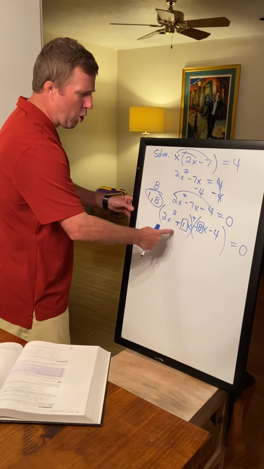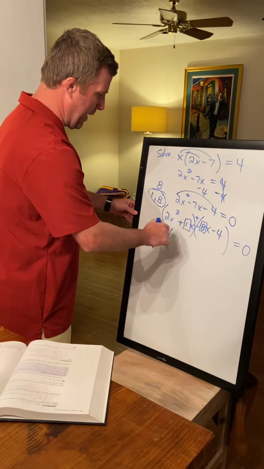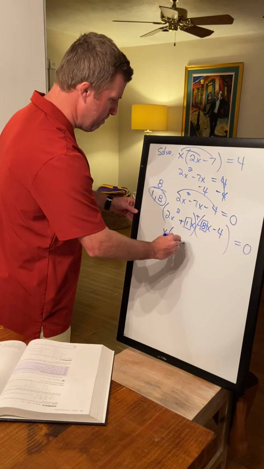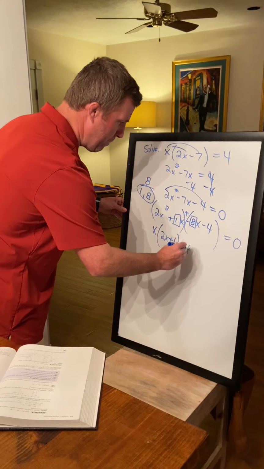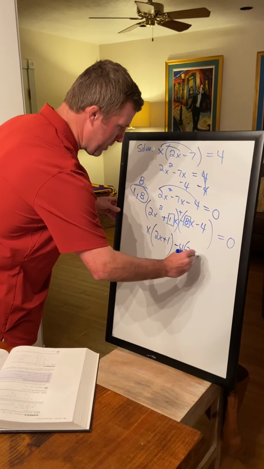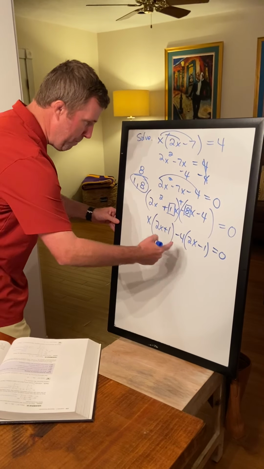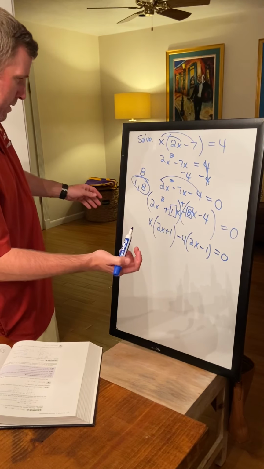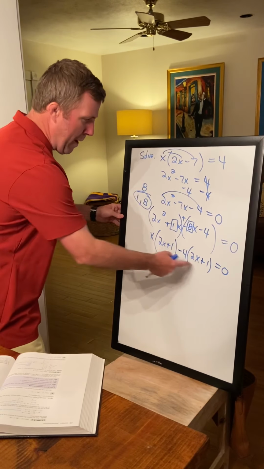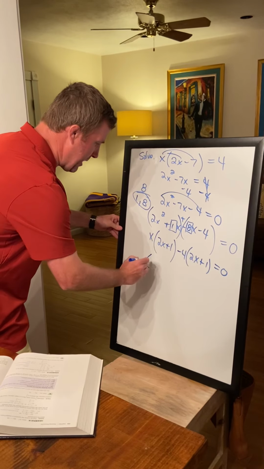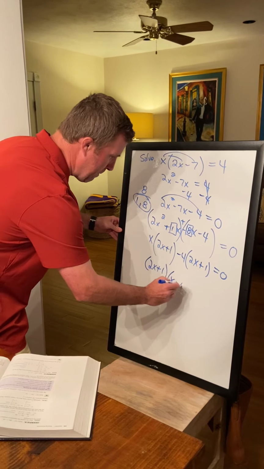If you look at our first grouping, we take out a GCF, which is just x, which leaves you with 2x plus 1. Right here, we take out a GCF of negative 4, which also leaves us with 2x plus 1. So these match up. So I take out my GCF of 2x plus 1, which leaves me with x minus 4.